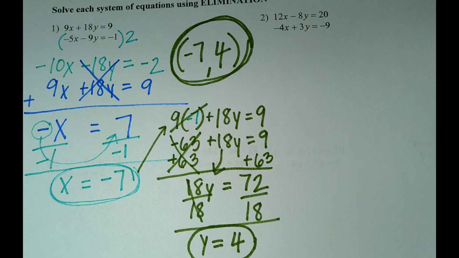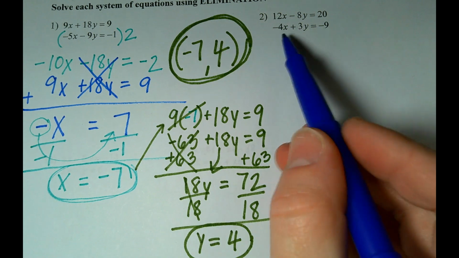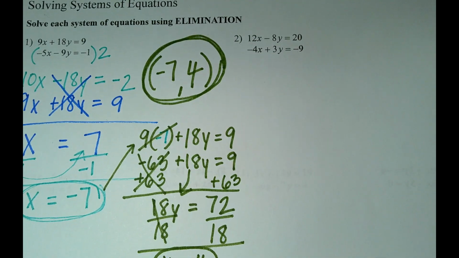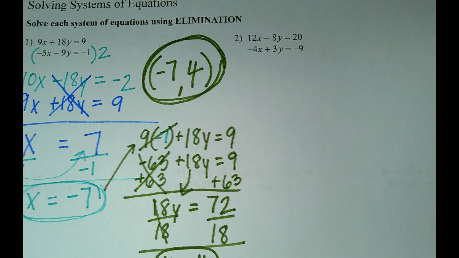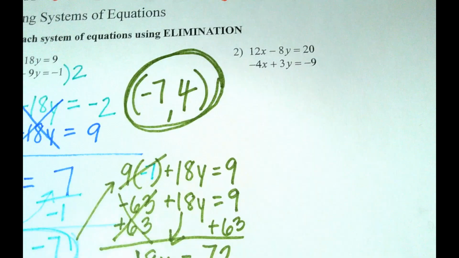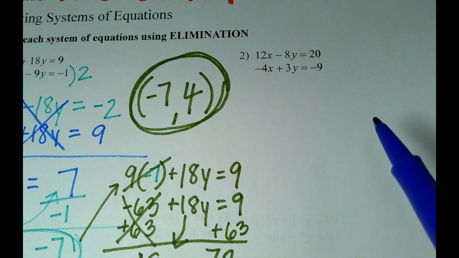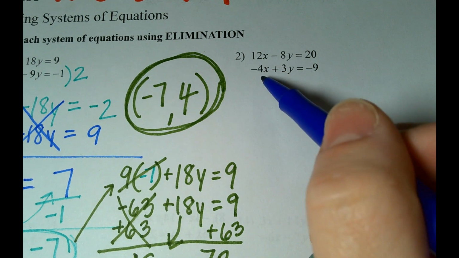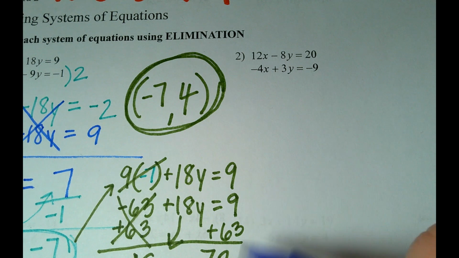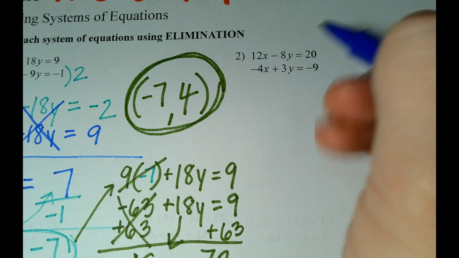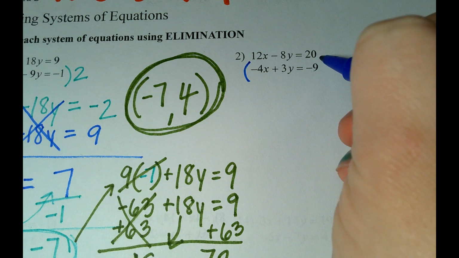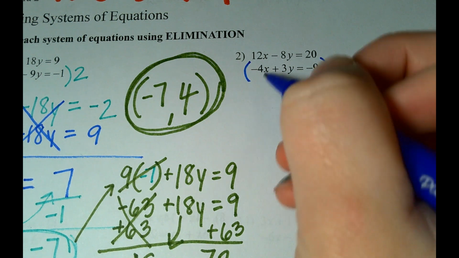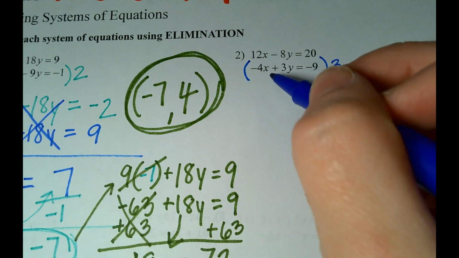Okay, number 2, we have 12x minus 8y equals 20, and -4x plus 3y equals -9. Which variable should we try to eliminate here? Let's try to eliminate x. Okay, so how can I do that? How can I get both of these to be the same number? It's 3. 3 or 4. Right. So let's multiply our second equation by 3 so that I get -12x as my x value.